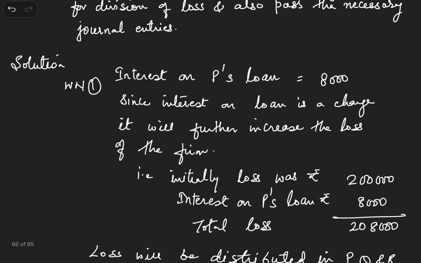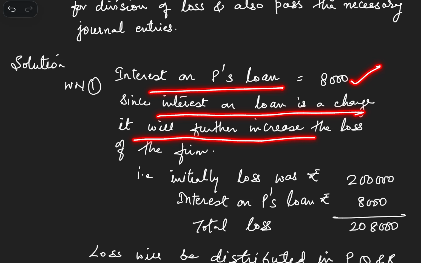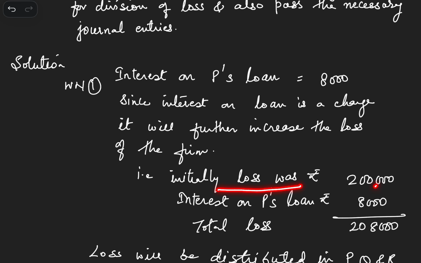So here interest on P's loan equals rupees 8,000. Since interest on loan is a charge, it will further increase the loss of the firm. Initially the loss was rupees 2 lakh. Then interest on P's loan equals 8,000. Total loss becomes 2 lakh 8,000.